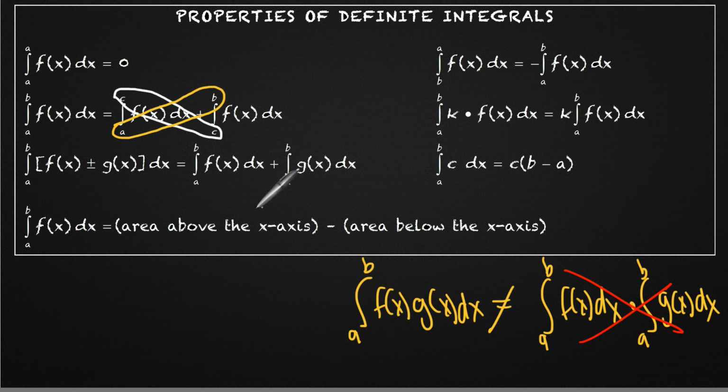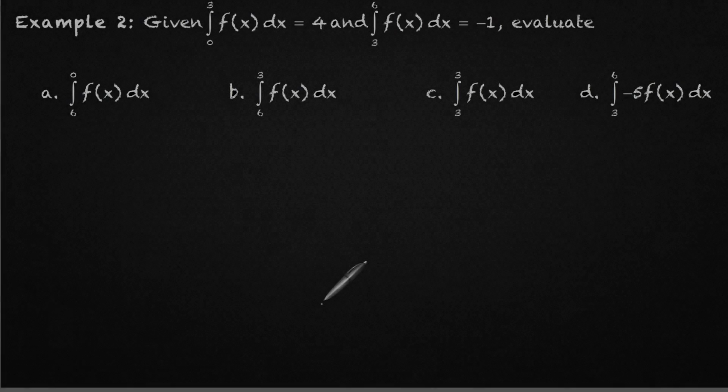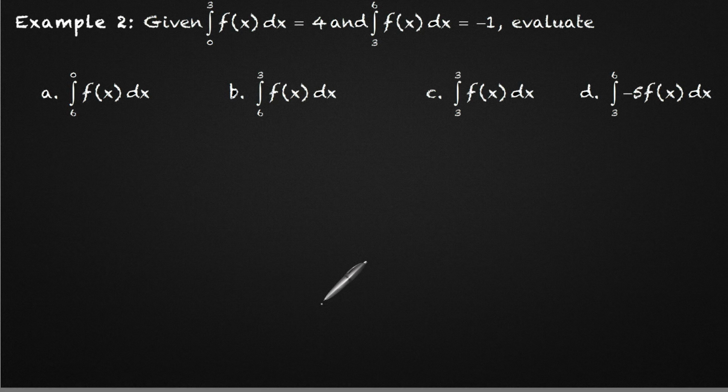All right, the last thing we want to look at is if you have area above the x-axis, then that's going to be a positive value. And then any area below the x-axis is going to be considered negative. So let's apply this to the problems that follow. We want to use the properties that I just went over in order to answer the following questions.